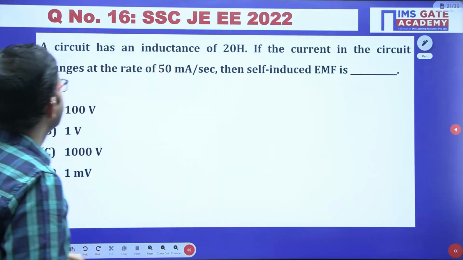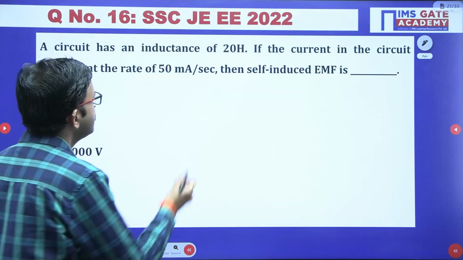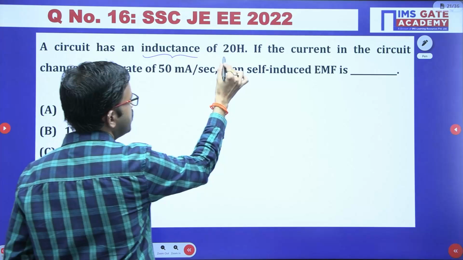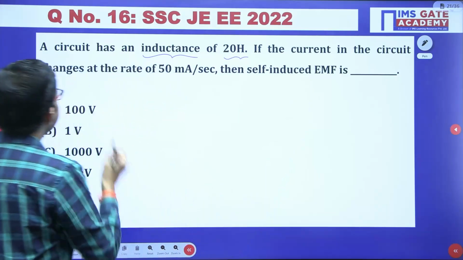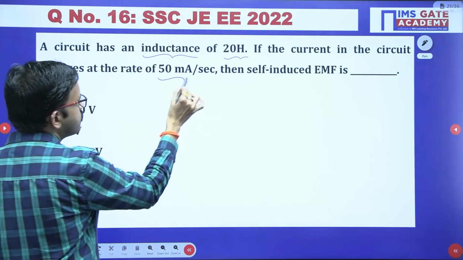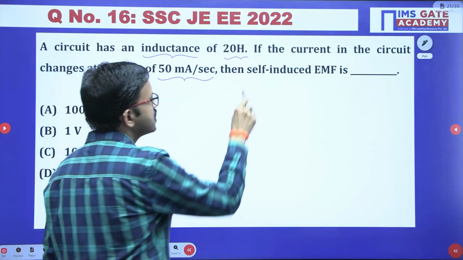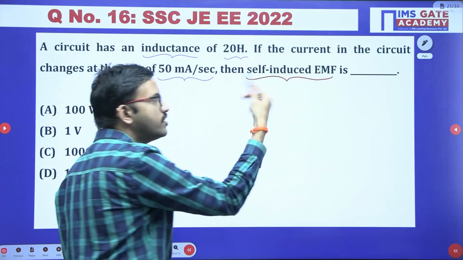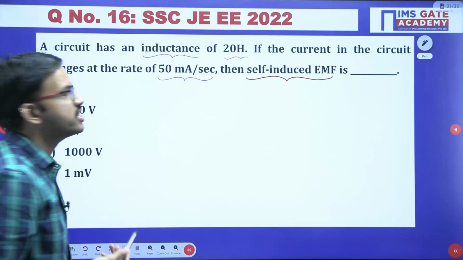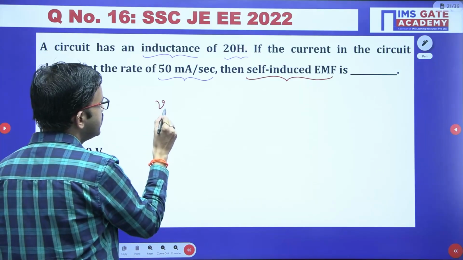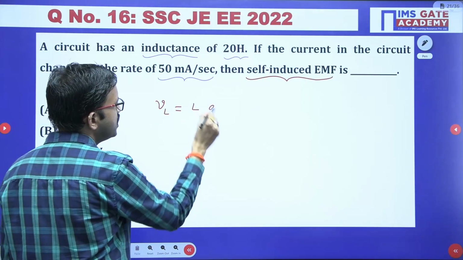Okay. So here in this question, you are having the inductance value 20 Henry and the current in the circuit changes at the rate of 50 milliampere per second. Now they are asking the self-induced EMF. Self-induced EMF or voltage, both are same. So the voltage across inductor is nothing but L into dI by dt.